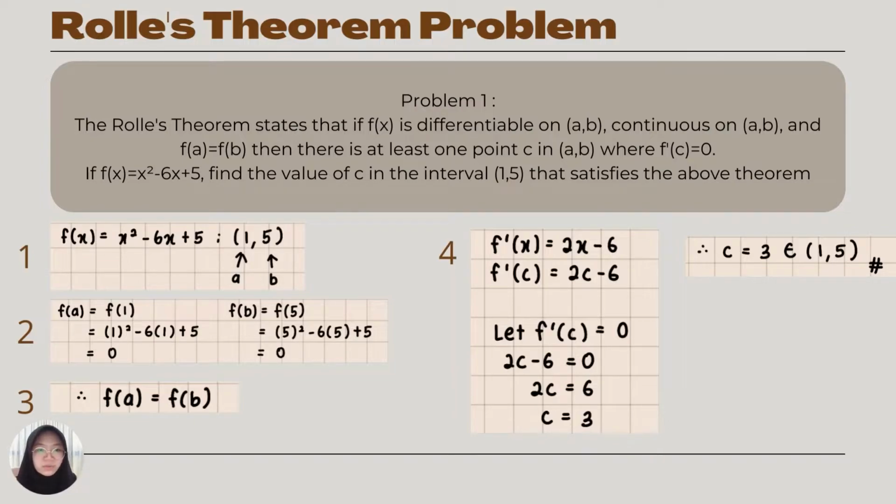Then next, we find the value of c in the interval [1, 5]. So we differentiate f(x) and we get f'(x) equals 2x minus 6. Then we change x to c. f'(c) equals 2c minus 6. And then we let f'(c) equal 0, and we get the answer c equals 3. The final answer is c equals 3, an element of (1, 5).